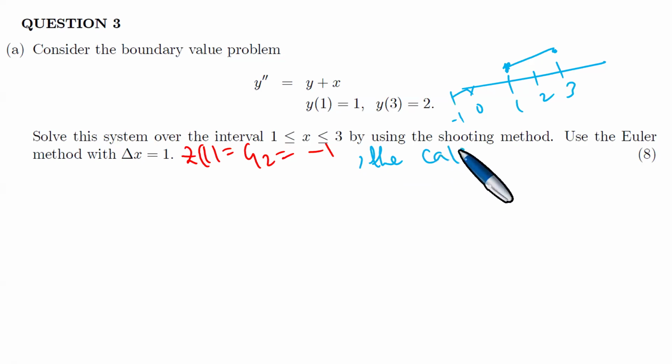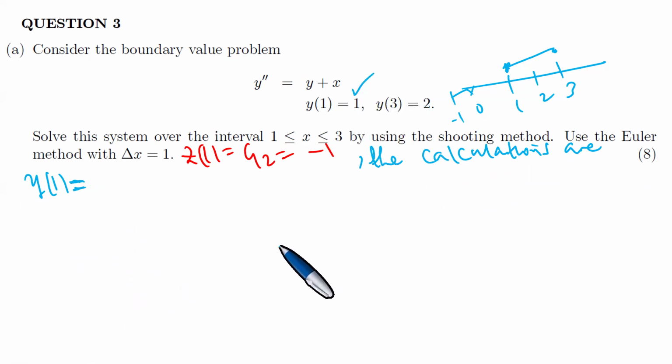Calculations. The calculations are: y at 1. Okay, we start. We forget everything we've done, because that case was not good enough. All right, so y at 1 is 1. We start again.